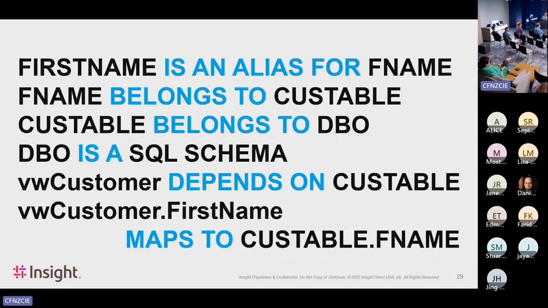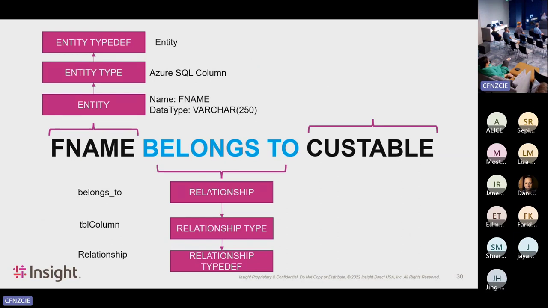So let's come back to the example that I showed earlier. It said first name is an alias for if name. Okay, let's start with if name belongs to cust table, and let's just see what's actually going on under the hood. If name, we know, is a SQL column. That's the type. We know that this particular entity, the particular instance of that type, is called if name. We know that it's an Azure SQL column, and we know that this is an entity. In that way, we also have the relationship type. So if name belongs to cust table, it's also a type, and there's now a relationship between these two types. Relationship itself is also a type.